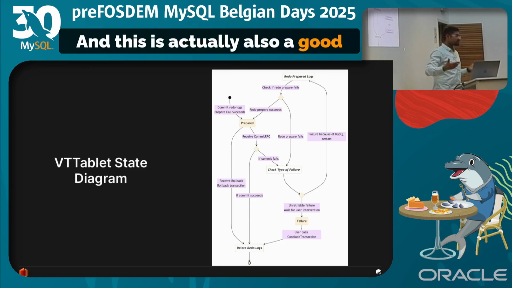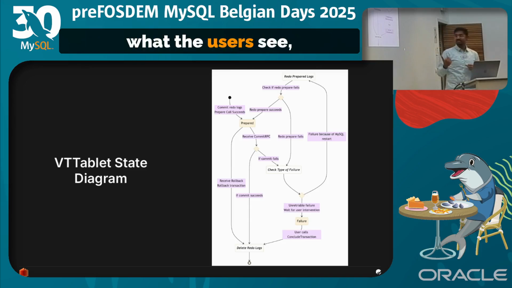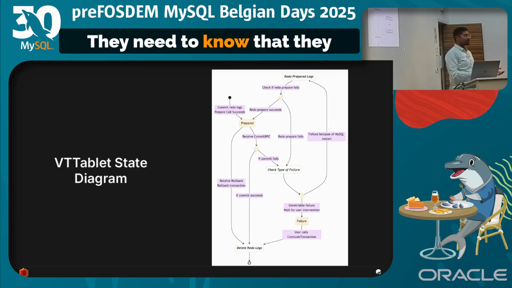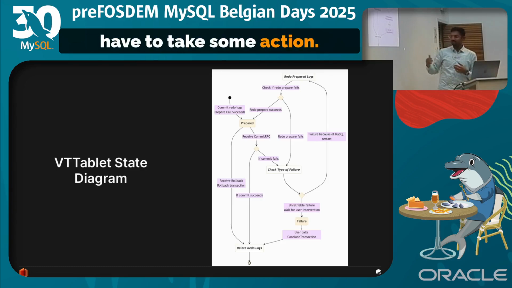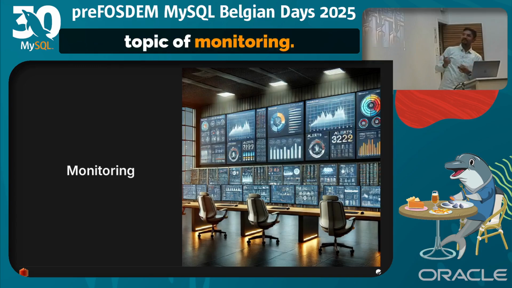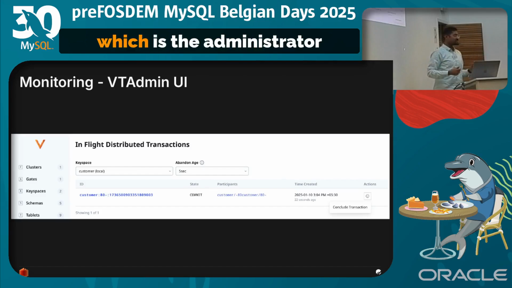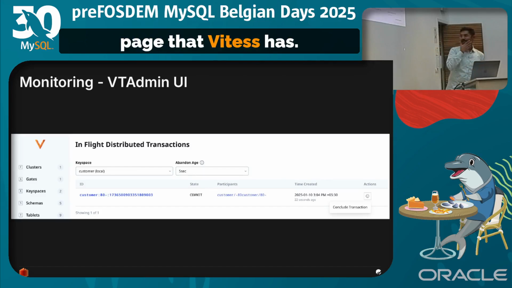And this is actually also a good segue for us to talk about what the users see, like what insights they have into atomic distributed transactions that are running, because they need to be able to figure out that something has failed. They need to know that they have to take some action, which brings us to the next topic of monitoring. And the first one that we're going to talk about is the VT admin UI, which is the administrator page that Vitess has.